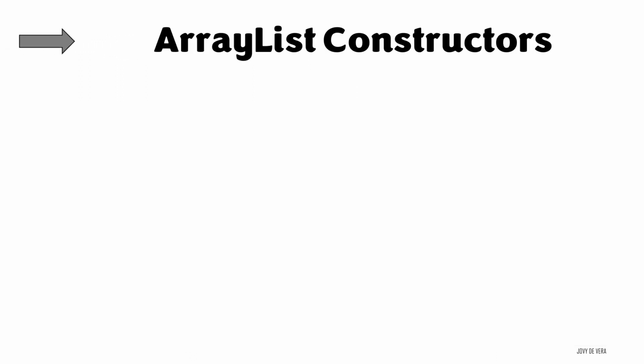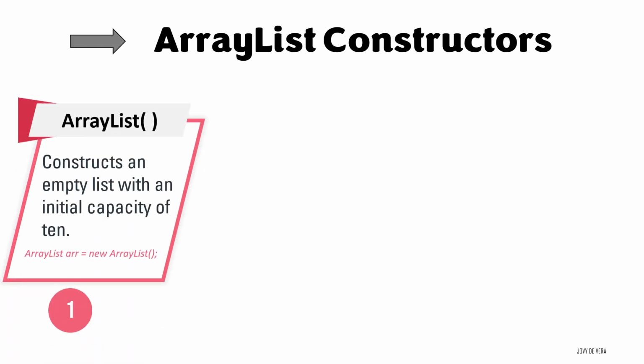An ArrayList has three constructors. The first one is this: ArrayList. This constructor is used to build an empty array list. If we wish to create an empty array list with the name ARR, then it can be created like this. So this ARR is a reference to the array list class.